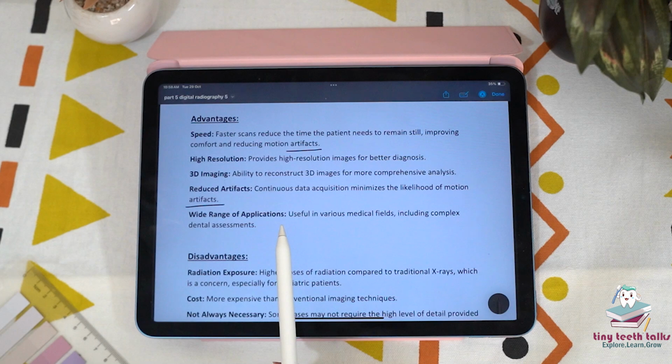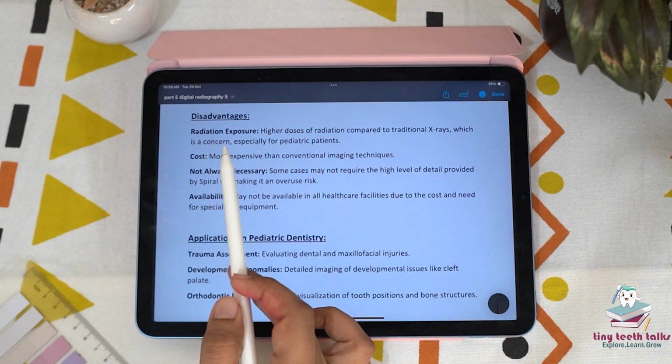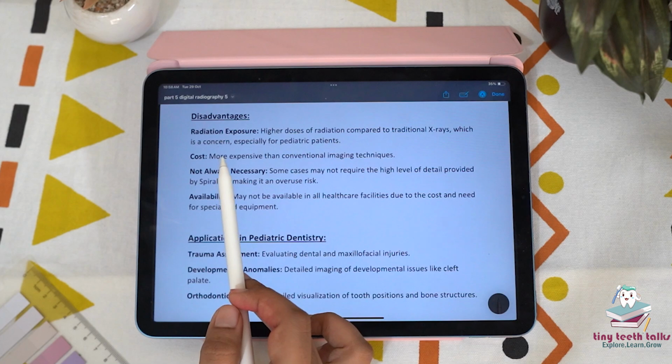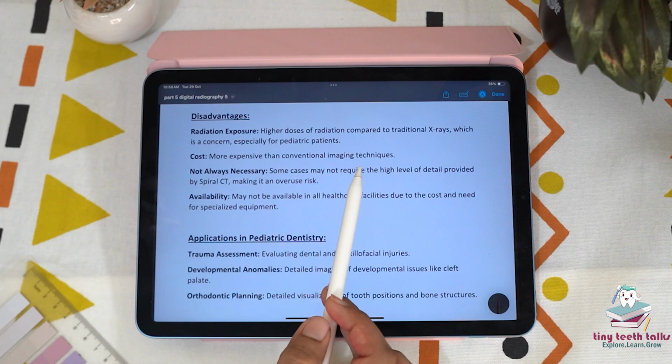Wide range of applications. Useful in various medical fields including complex dental assessment. Coming to the disadvantages. Radiation exposure: higher dose of radiation compared to traditional X-rays, which is a concern especially for pediatric patients. Cost: more expensive than conventional imaging techniques.